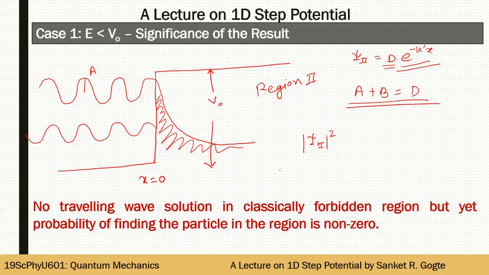So what we have is, we don't have the traveling solution in the classically forbidden region, but yet there is a finite, non-zero probability that the particle is found in that region. So this is how classical mechanics and quantum mechanics differ in their predictions for this case. Now let's move on to the second case, when E is greater than V0.